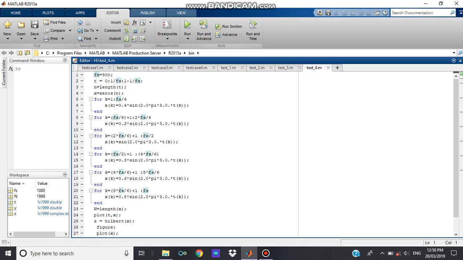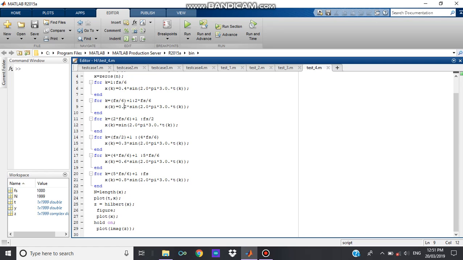Similarly, now let us go for the fourth test signal. It is the same way. I've taken the signal with different amplitudes and the same frequency. Initially, test signal one was the same amplitude but different frequencies. Here the signal is with different amplitudes and the same frequency. As in the first test signal, I've just changed the amplitude with the frequency remaining constant. I've taken 3 as my constant frequency, and the amplitudes are 0.4, 0.2, 1 and 0.3, 0.6 and 0.8.